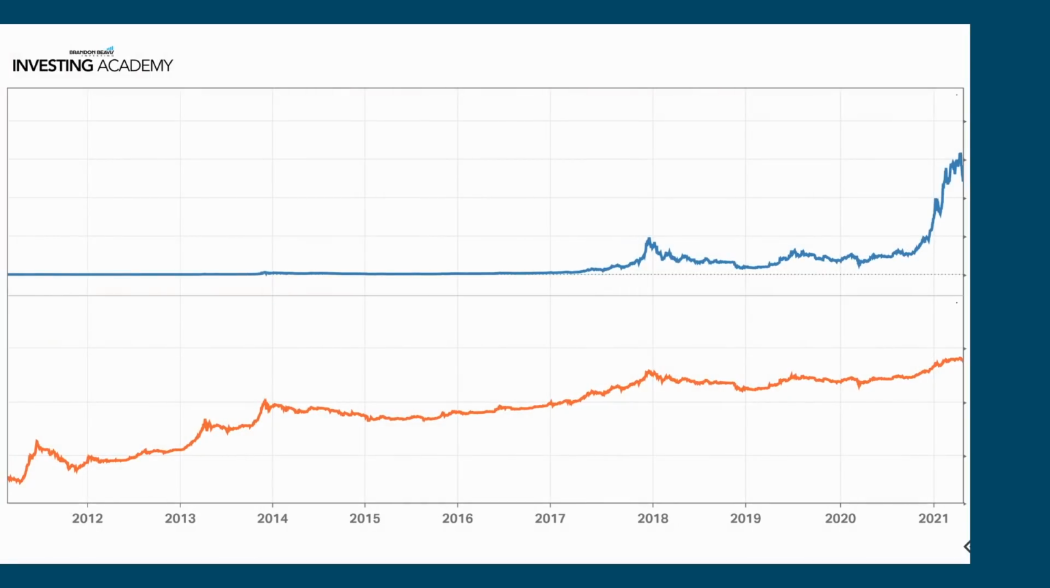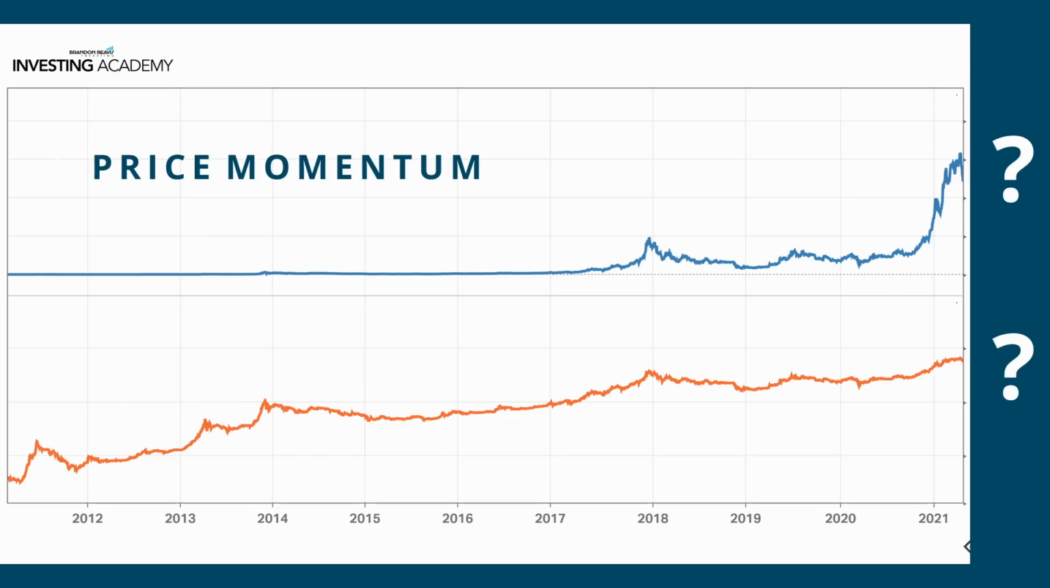You're doing your due diligence and you're looking to invest in something that's showing good price momentum. You have two choices, option A, which is the blue line, and option B, which is the orange line. These charts are showing price change. Which are you going to pick if you're looking for momentum?